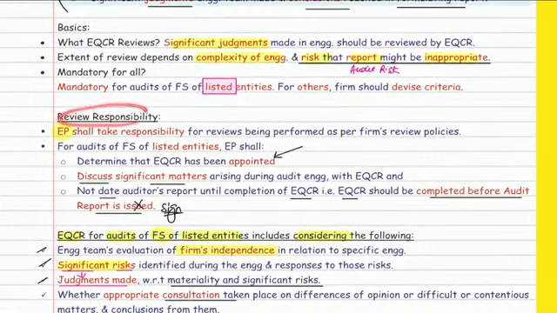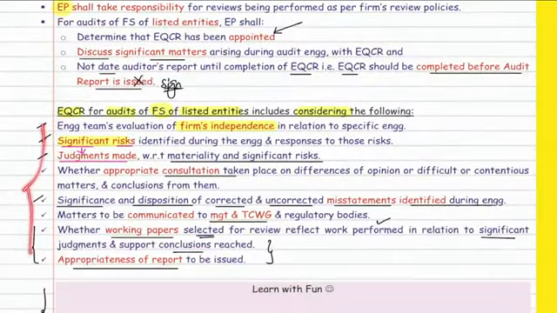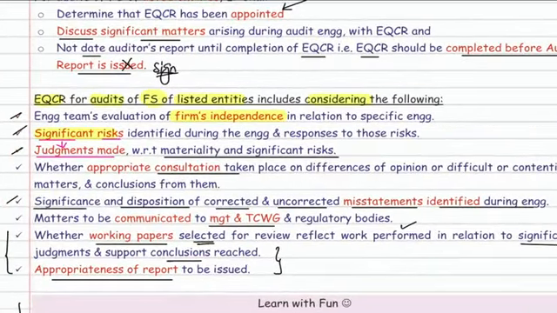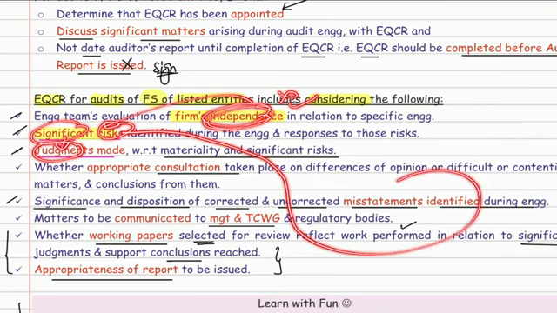Whose responsibility is it to get the EQCR done? Engagement partner for listed and others. Appoint him. Discuss the significant matter. Don't date the report until the EQCR is done. Now, sir, what are the aspects he checks? Last time, first of all, most important thing, independence. Independence he will check. If there is no independence, it is a significant risk. Significant is a matter of judgment. Risk can lead to misstatements.